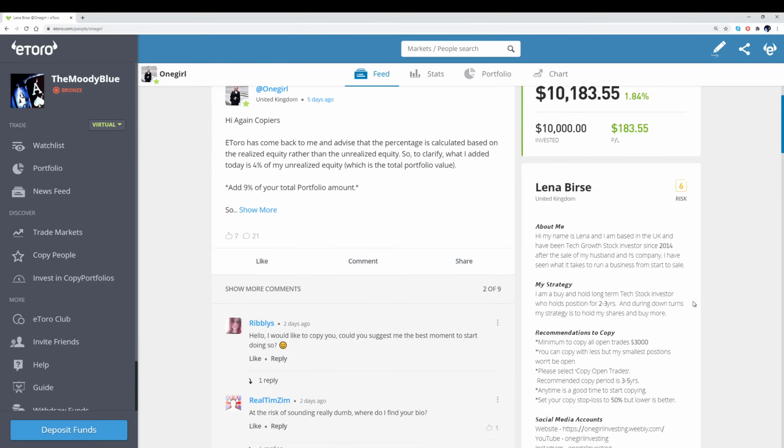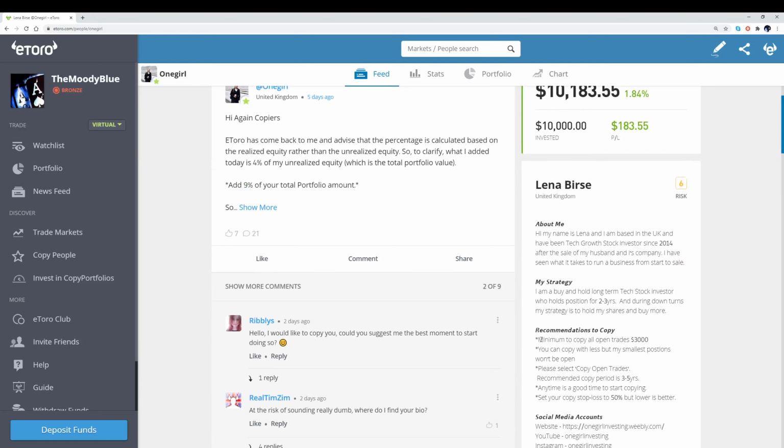Now, One Girl is someone I've highlighted in the past for this statement on her bio, which had changed but is now back again. She's saying the minimum to copy all open trades is 3,000. Now, for this to be the case, her smallest position would need to be 0.03%, which is $1. What I am saying is her smallest copyable size is actually 1,000.